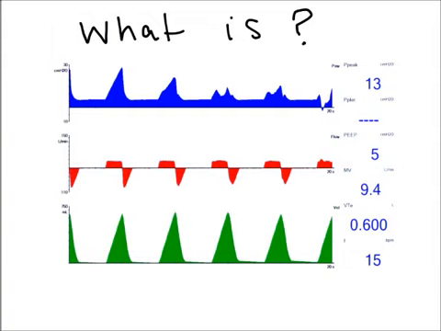What is plateau pressure? Plateau pressure is the static transrespiratory pressure at the end of inspiration during an inspiratory hold maneuver or an inspiratory pause setting.